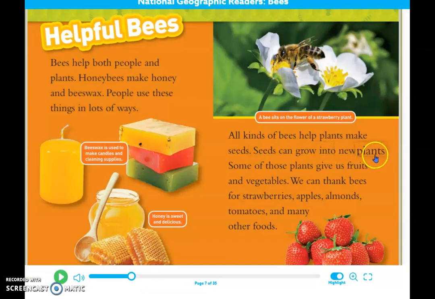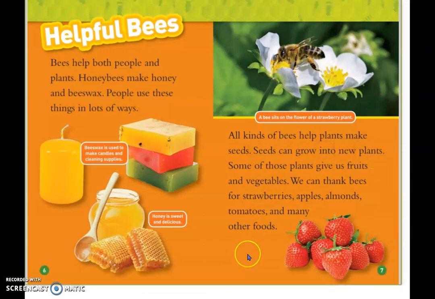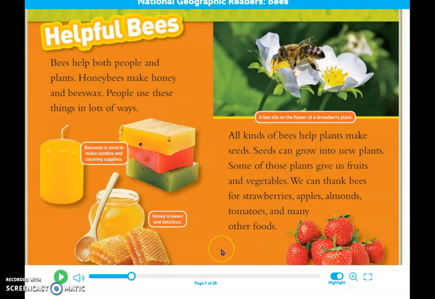Seeds can grow into new plants. Some of those plants give us fruits and vegetables. We can thank bees for strawberries, apples, almonds, tomatoes, and many other foods. Now, this part is a little bit different. I have to kind of make an inference about how bees are helpful in this part of the text.